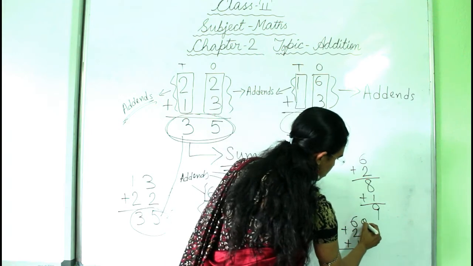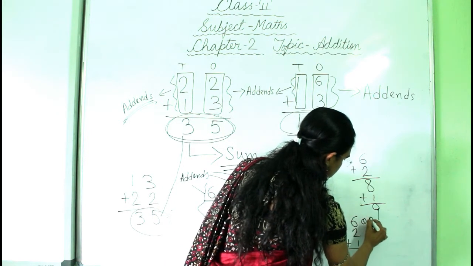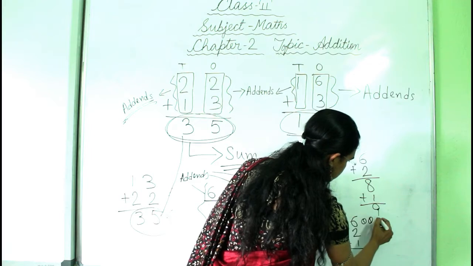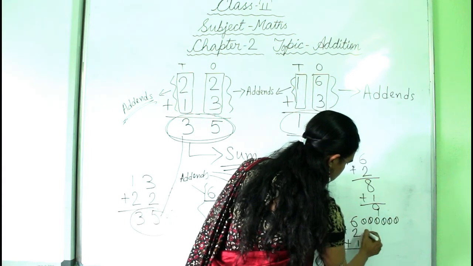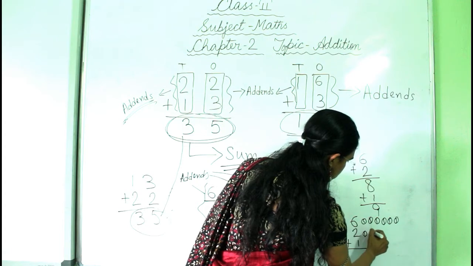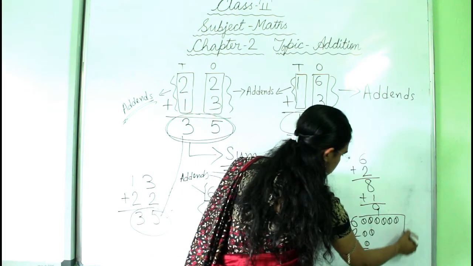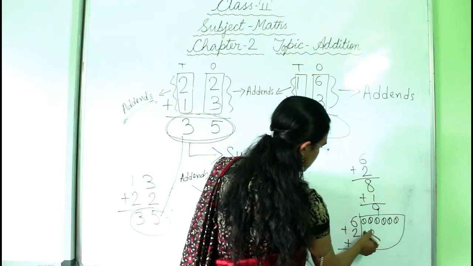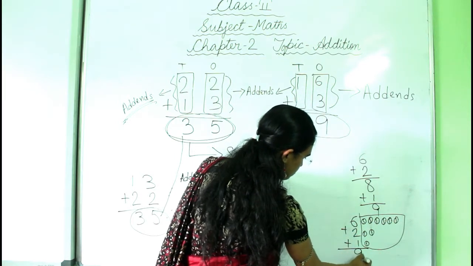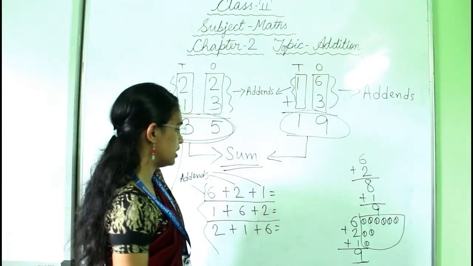6, 1, 2, 3, 4, 5, 6, then 2, 1, 2, then 1. Now let's count all the balls. 1, 2, 3, 4, 5, 6, 7, 8, 9. We have got the answer. What is the answer? 9.